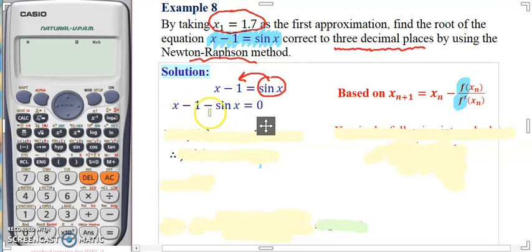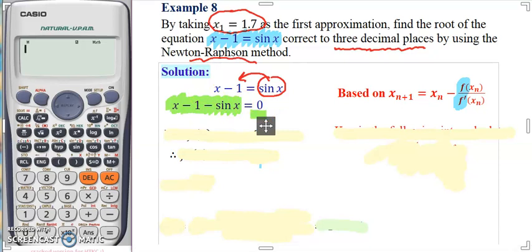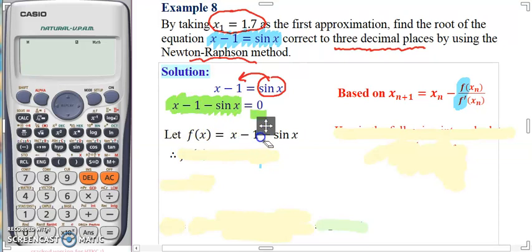Then, from this new equation after rearrangement, the part that I highlighted in green, which is the left hand side of the equation, I'm going to let it be f(x). And once again, the condition is that I must rearrange in such a way that one side is equal to 0, and the other side has the rest of the terms, all terms on one side, then equal to 0. Only then can I start to assume my f(x). Here, I let f(x) equal x minus 1 minus sine x.